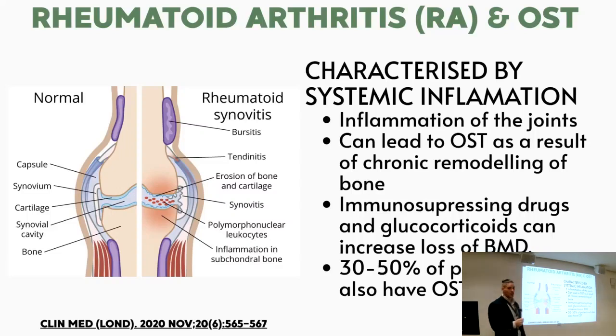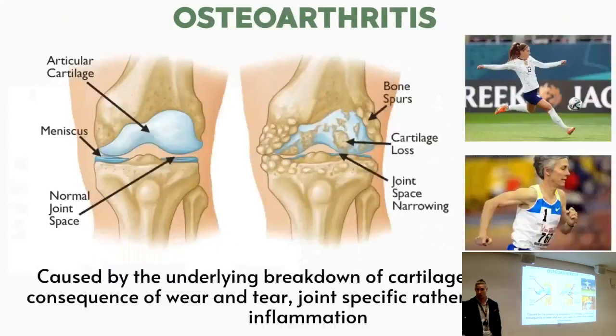To manage these conditions, usually immunosuppressing drugs are used, glucocorticoids are used, and this can lead to a breakdown in the bone mineral density as well, or rather a loss of bone mineral density. Around about 30 to 50% of patients with rheumatoid arthritis also end up with osteoporosis as well. So rheumatoid arthritis, different from osteoporosis, presents as an immunological condition, but can no doubt lead to issues of osteoporosis as well.